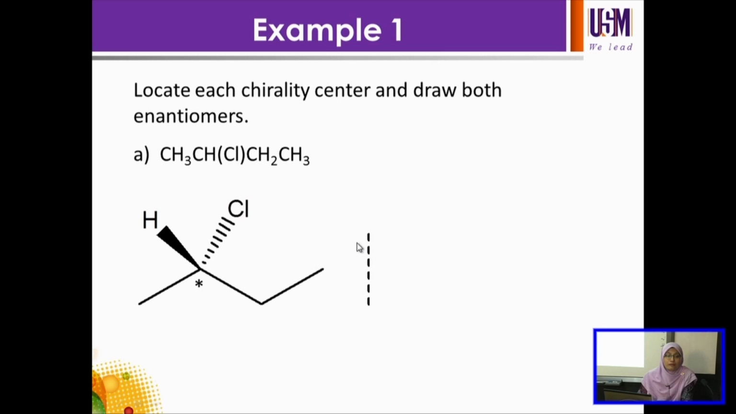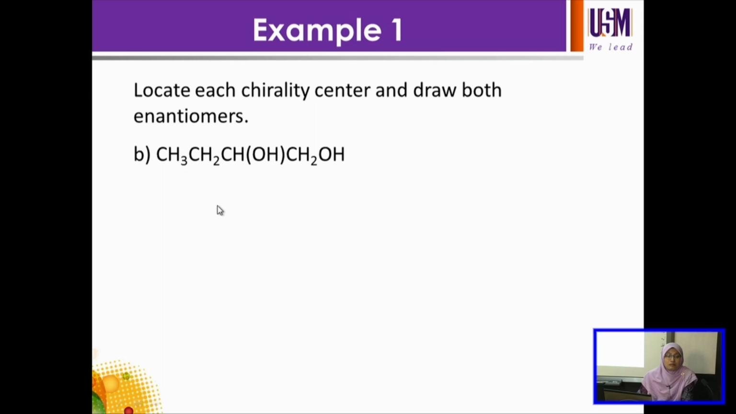Then we have to draw its mirror image. So now we have a pair of enantiomers, because its mirror image here is non-superimposable to its first structure. So structure 1 and structure 2 are a pair of enantiomers.